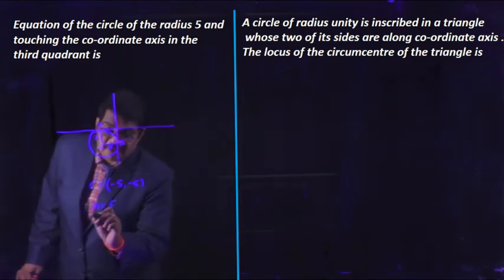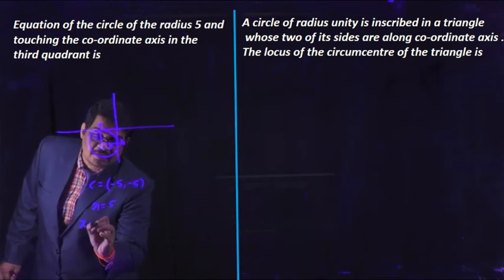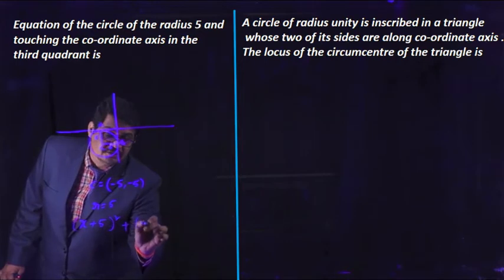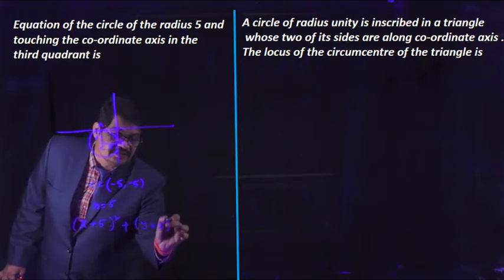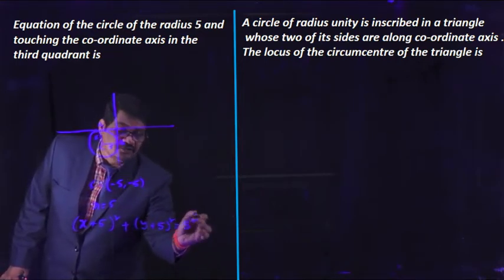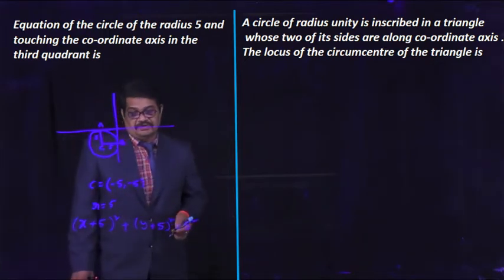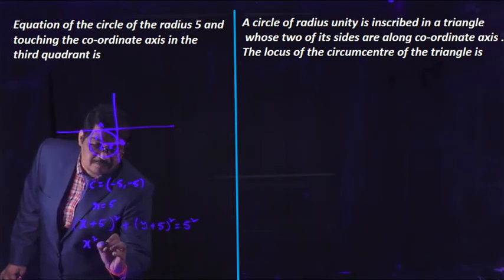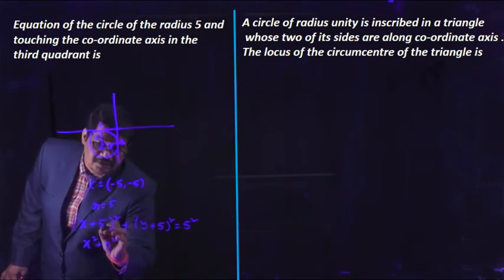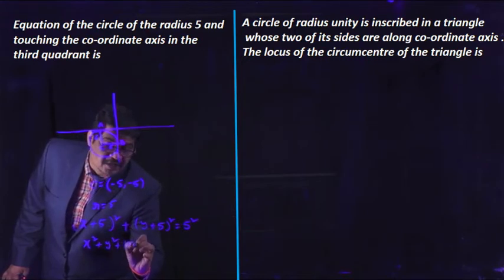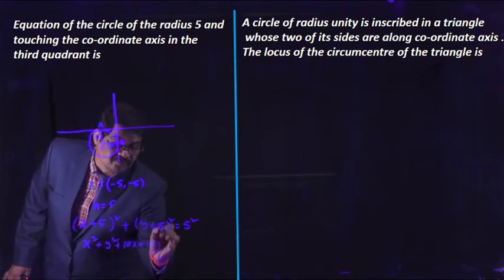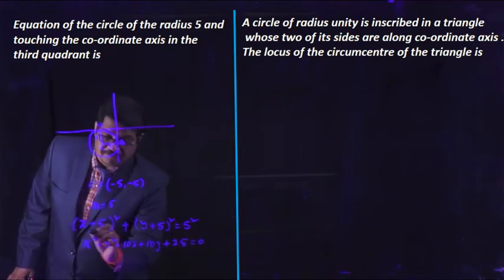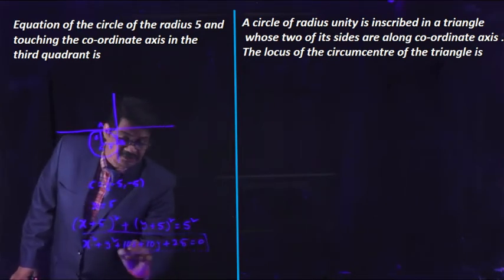Therefore the required circle is (x minus of minus 5) whole square plus (y minus of minus 5) whole square is equal to r square, that is 5 square. Now we are expanding this equation. x square plus y square plus 2 into 5, that is 10x, and also 10y. Here 5 square is cancelled, remaining constant is 25.